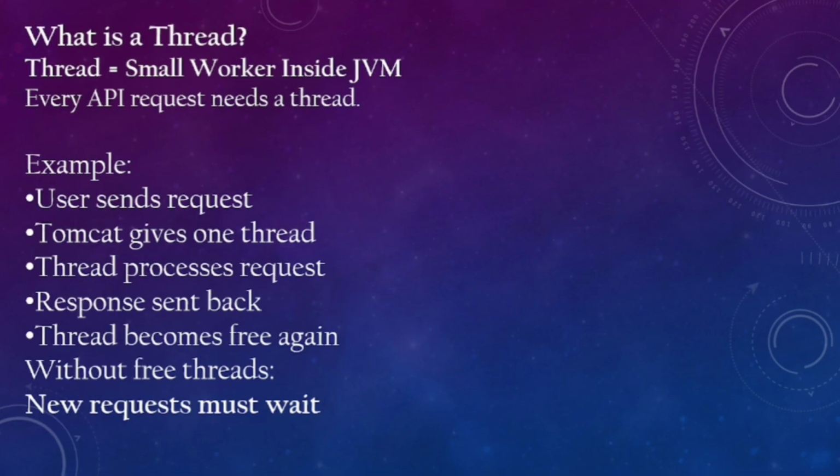To understand this issue properly, first we need to understand what a thread is. In simple terms, a thread is a worker inside the JVM. Whenever a request comes to a Spring Boot application, Tomcat assigns one thread. That thread processes the request, executes the business logic, interacts with the database or external services, sends a response back to the client, and finally becomes available again. Now the same thread can handle another request. The problem starts when threads are occupied for too long and are not becoming free.